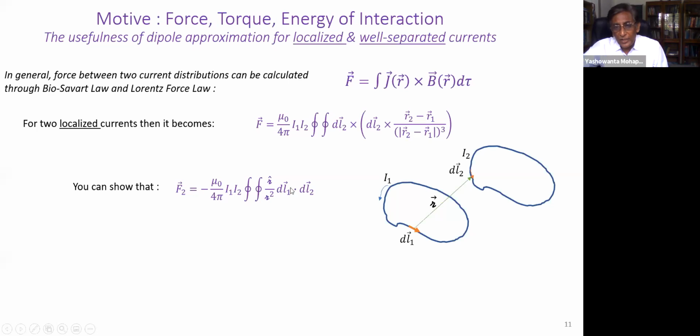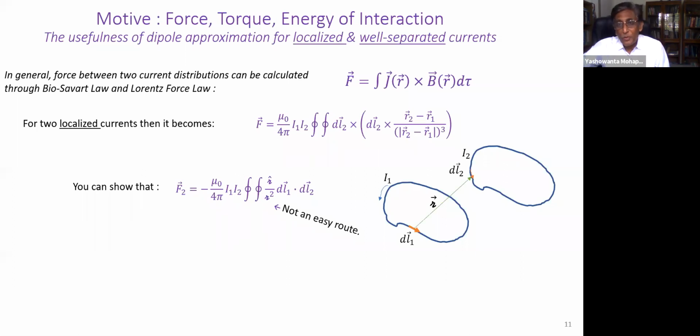You can simplify in terms of R. This was in terms of R2 and R1. And you can get rid of these cross products by expanding it and doing a little bit of vector algebra. And so this is R by R squared, dL1 times dL1 dot dL2. But this is still a double integral. This is not a very easy route.